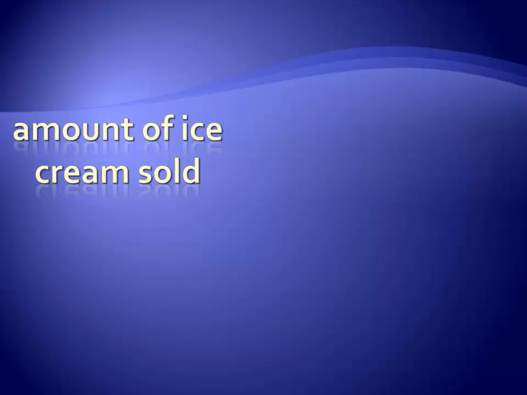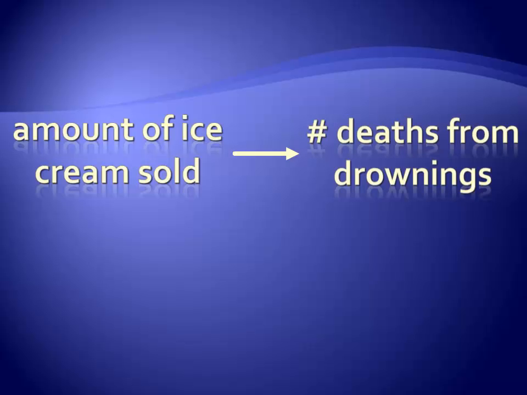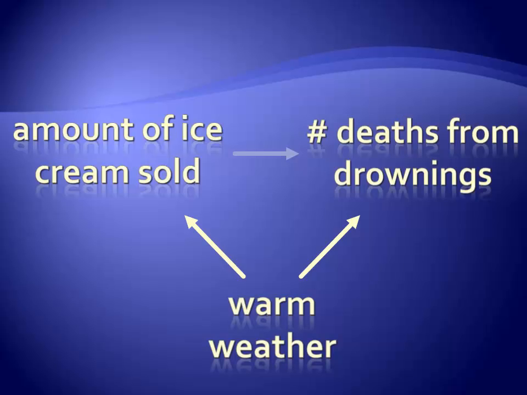Let's take a closer look at this example. Here, the amount of ice cream sold is our X variable, and the number of deaths that occur from drownings is our Y variable. When the weather is warm, we tend to eat more ice cream to cool down. We also tend to go swimming more when it's warm, which increases the likelihood of more people drowning. Therefore, warm weather is a shared common causal variable here that could inflate the correlation between our X and Y variables.